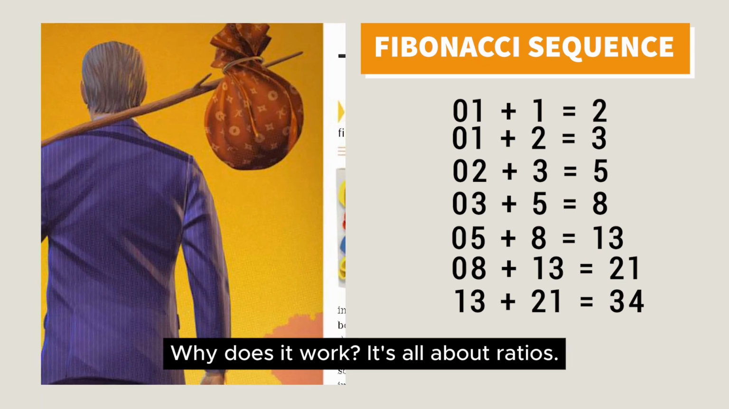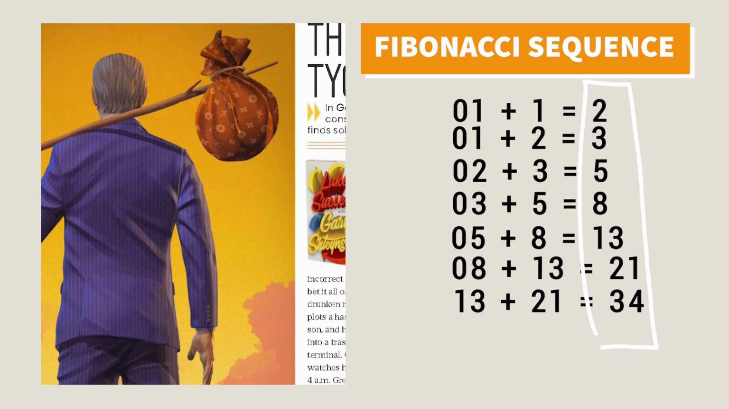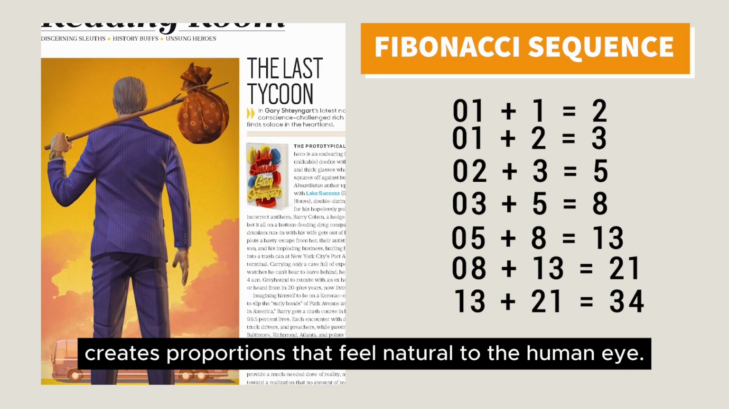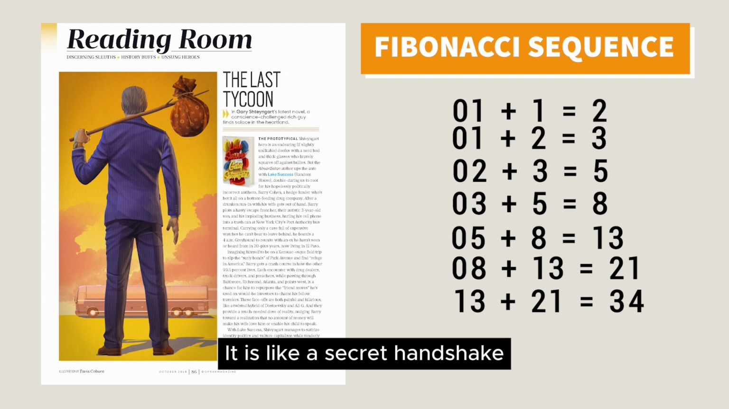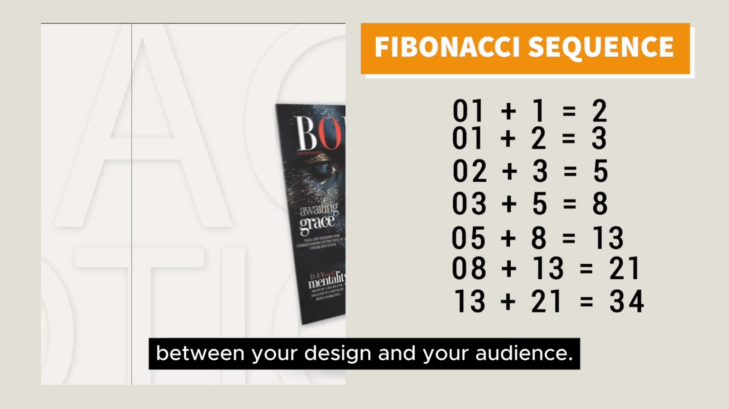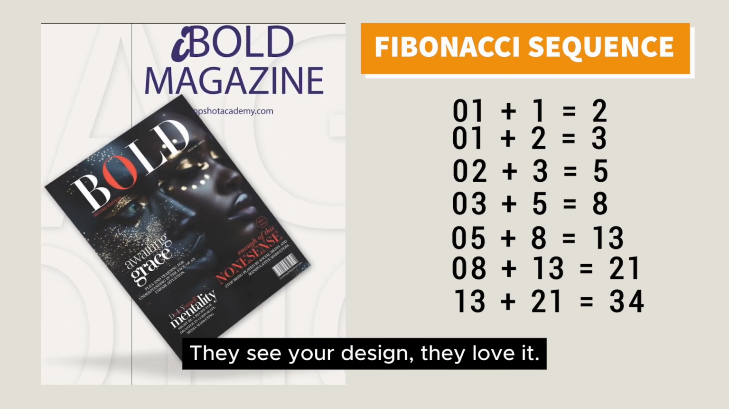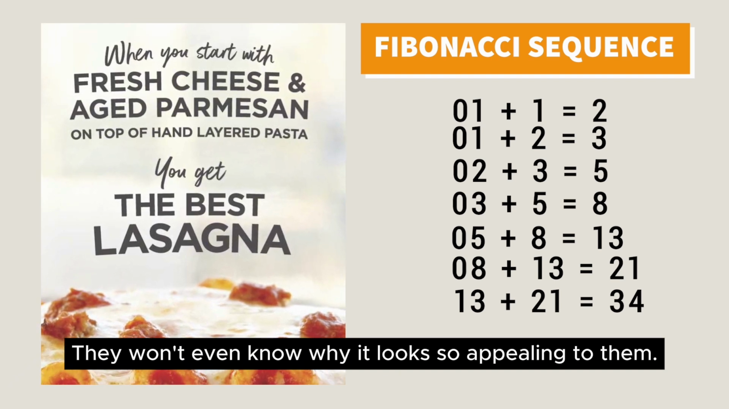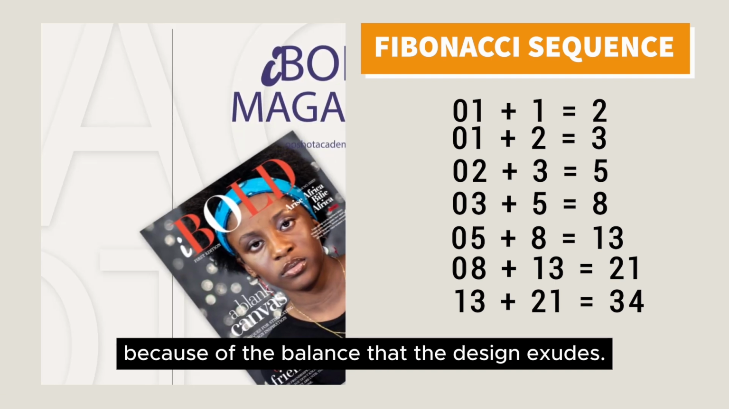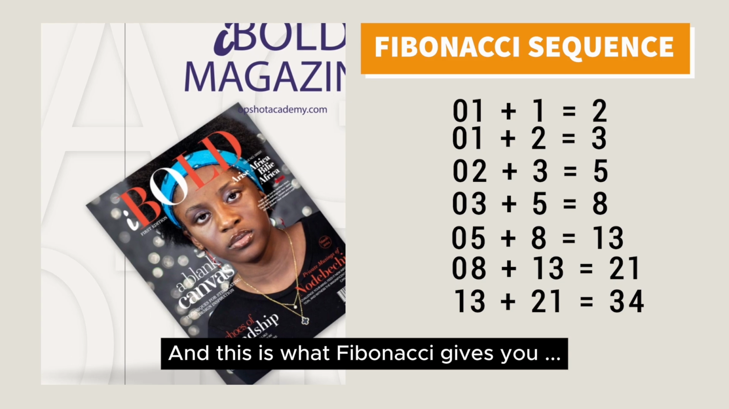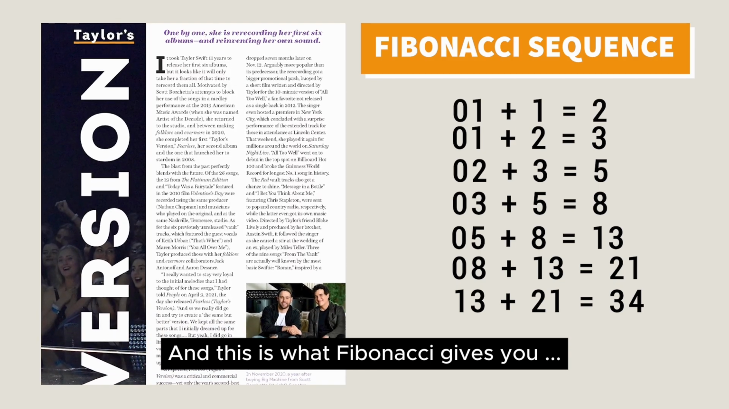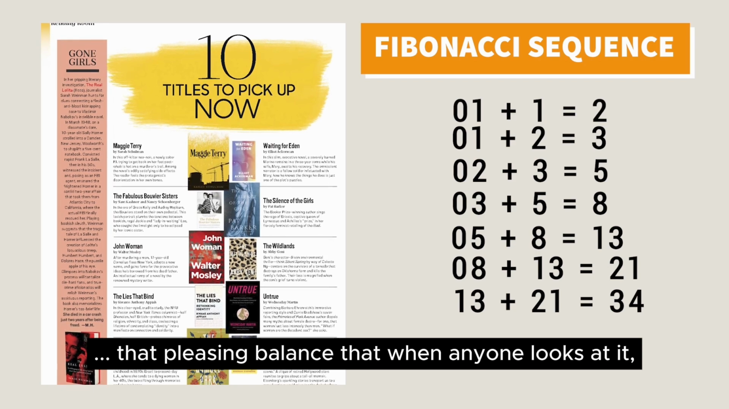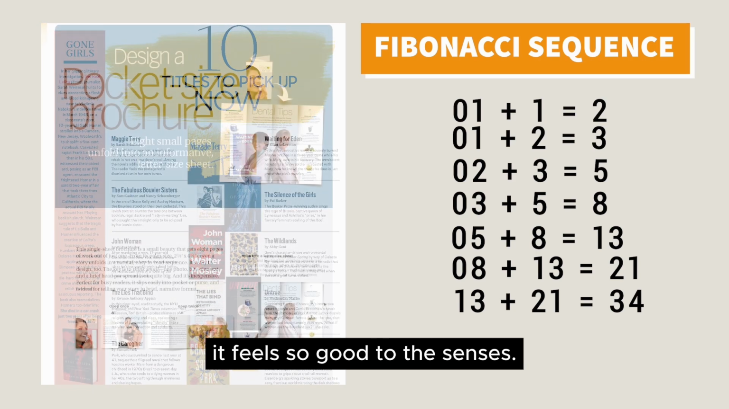Why does it work? It's all about ratios. The Fibonacci sequence creates proportions that feel natural to the human eye. It is like a secret handshake between your design and your audience. They see your design, they love it, they won't even know why. It looks so appealing to them because of the balance that the design exudes, and this is what the Fibonacci sequence gives you, that pleasing balance, that when anyone looks at it, it is so good to the senses.